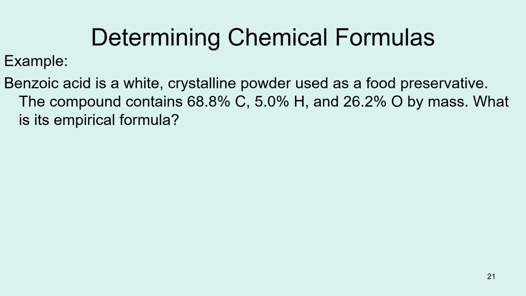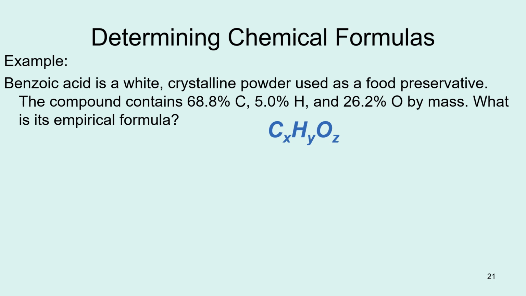The compound contains 68.8% carbon, 5.0% hydrogen and 26.2% oxygen by mass. I guess these all are to 1 decimal place. You can see they should add up to 100%. What is the empirical formula for benzoic acid? So again, what are we looking for? Empirical formula. Remember, formulas are mole ratios. These are mass ratios. So we want to know how many carbons compared to how many hydrogens compared to how many oxygens.